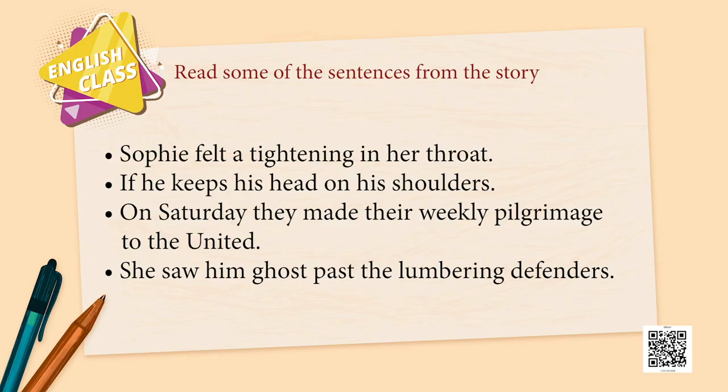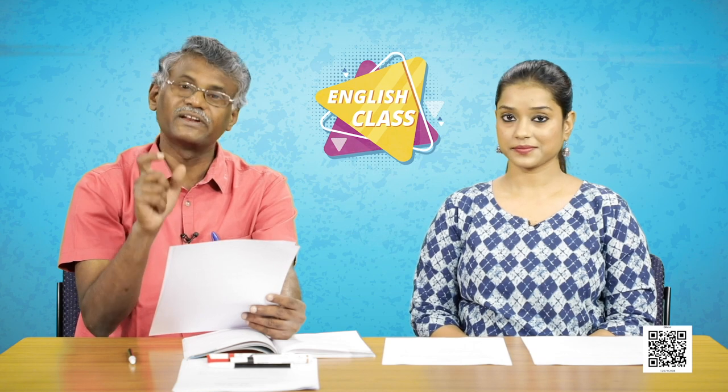So, look at the next usage. She saw him, that is Danny Cassie, ghost past the lumbering defenders. So, he passed the defenders like a ghost and hit the goals. Now, I'm going to ask Kriti. Learners, make some sentences using the usages, the phrases the writer uses, in your own sentences. Look at it. I'm going to ask you the first one.